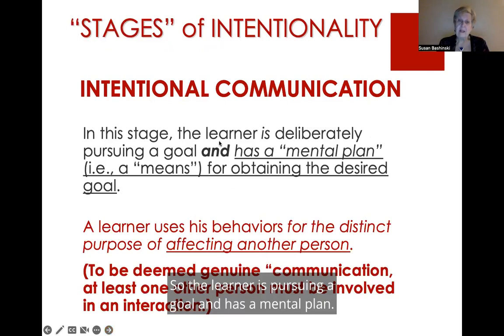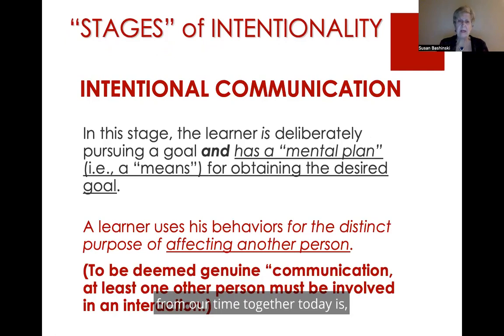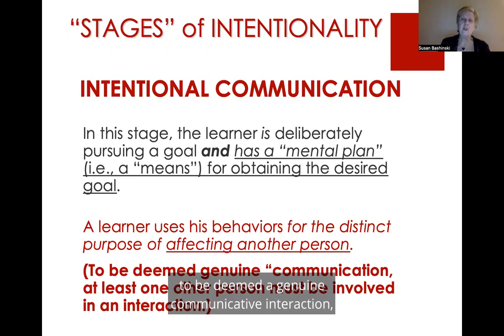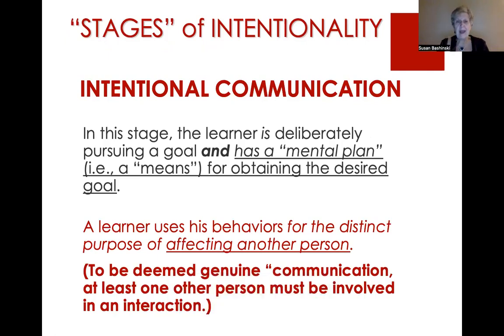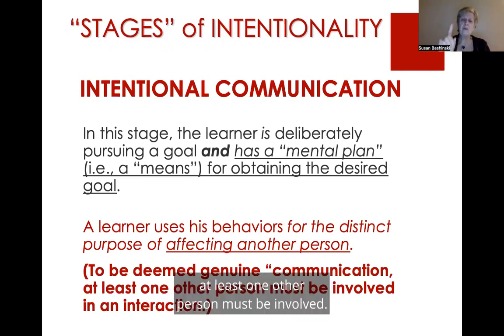So the learner is pursuing a goal and has a mental plan. The learner uses his behavior for the distinct purpose of affecting another person. Therefore, one of the most important takeaways from our time together today is that to be deemed a genuine communicative interaction, at least one other person must be involved.